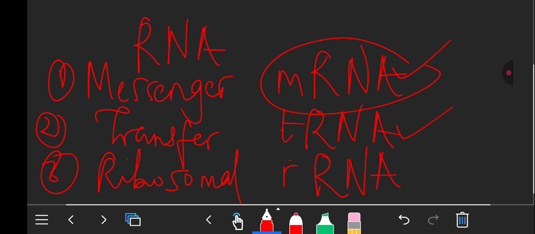Then when you're talking about the transfer RNA, tRNA, this transports the amino acid. So it transports amino acids for peptide synthesis. This is what we need to understand about transfer RNA. Then the ribosomal RNA is part of the ribosomes that make proteins. It combines with ribosomes in order to form proteins.